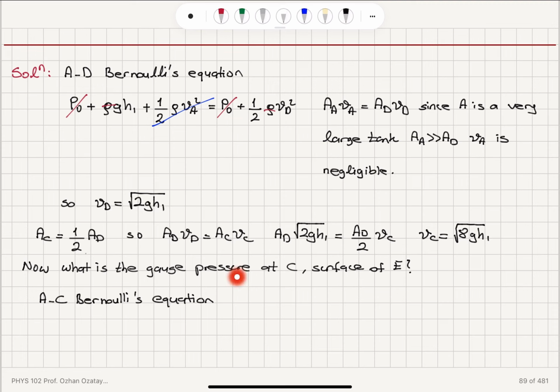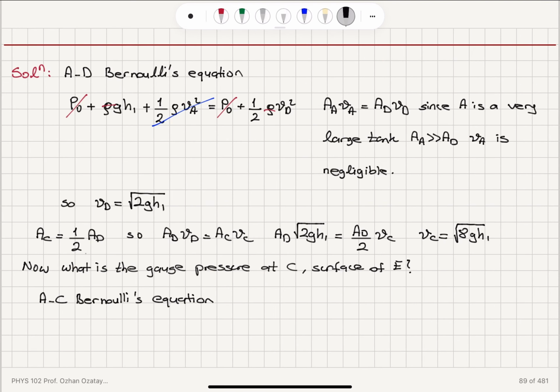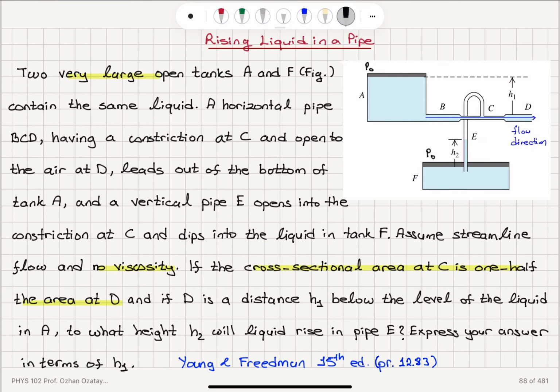Now, what is the gauge pressure at C, surface of E, which is responsible for the rise of this liquid? So let's write Bernoulli's equation between A and C. The pressure at A is P0. I have 1/2 rho VA squared, kinetic energy term, plus rho g h1. All right. So I neglect the difference between these two. So it's almost h1 here.